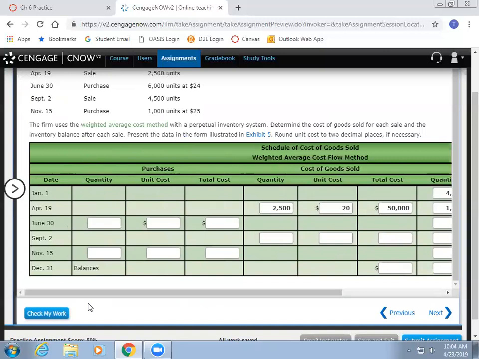On June 30th, we purchased an additional 6,000 units. So we have a 6,000 purchase, and these we purchased at $24 each. We multiply that, and our total inventory cost there was $144,000.